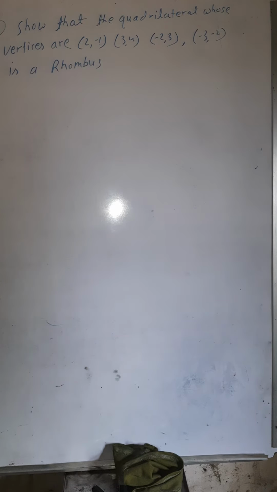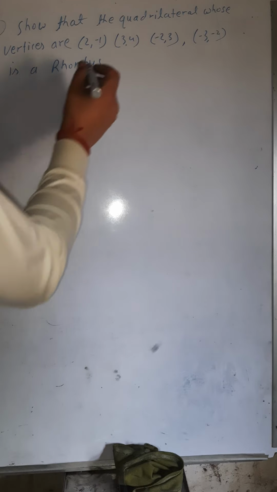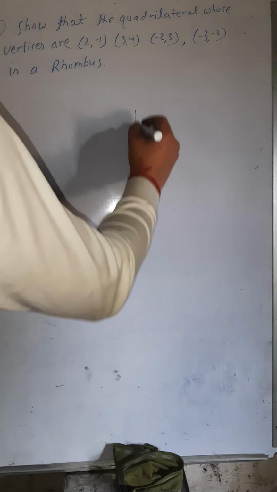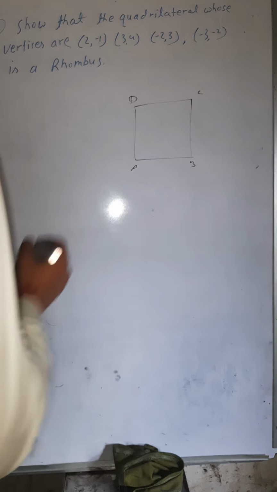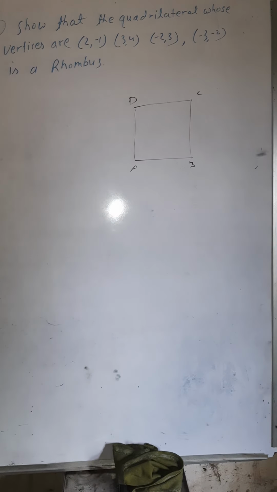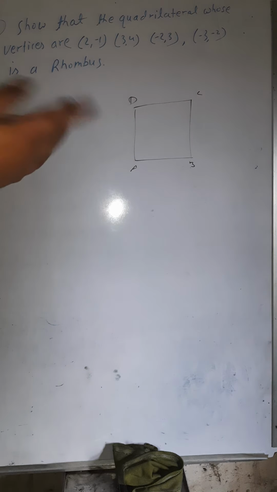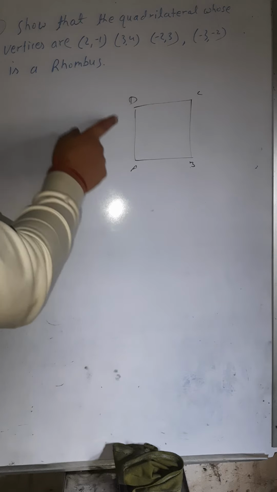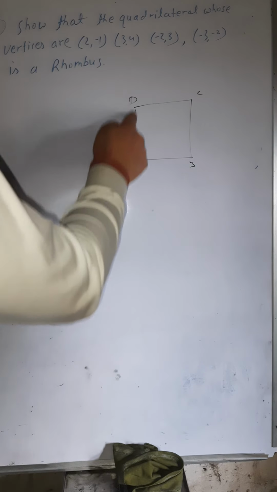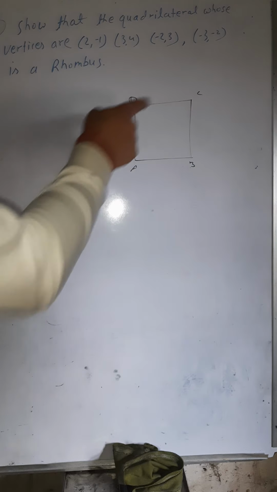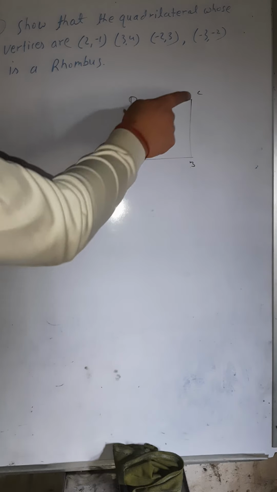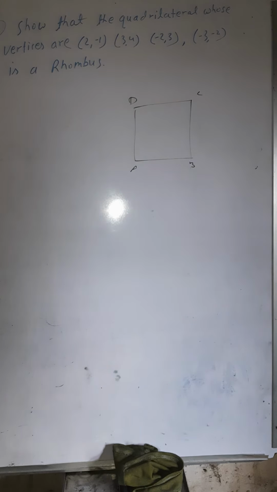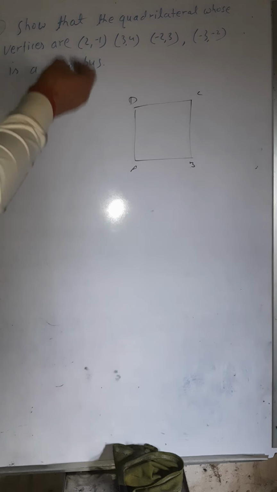Now what is a rhombus? The four vertices have been given. It's a quadrilateral, meaning having 4 sides. Let's say this is the quadrilateral A, B, C, D. All 4 vertices have been given. Now you have to prove this is a rhombus. Rhombus means all sides should be equal. There is a difference between rhombus and square. A square has all sides equal, but its diagonals are also equal. In a rhombus, all the sides are equal, but the diagonals need not be equal.